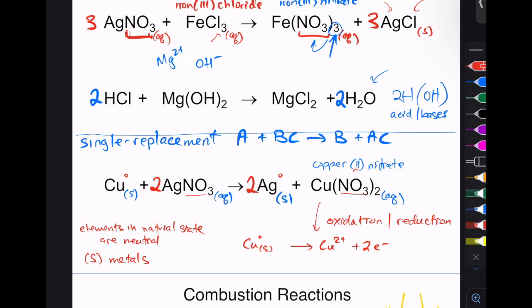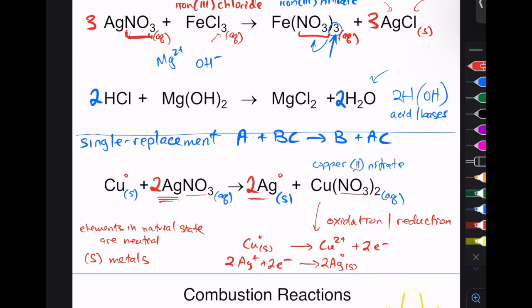So the silver starts as silver 1+, but in our balanced reaction, we've got 2 silvers here, right? We have 2 silver plus cations, and they're going to become 2 silver solid atoms, which is neutral. So how many electrons do we need to get 2 silver plus cations to become 2 silver neutral atoms? 2. Let's put them in.